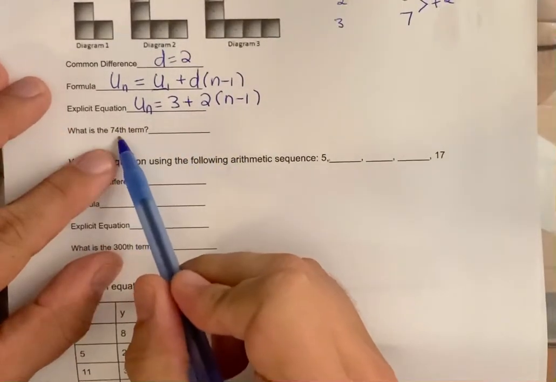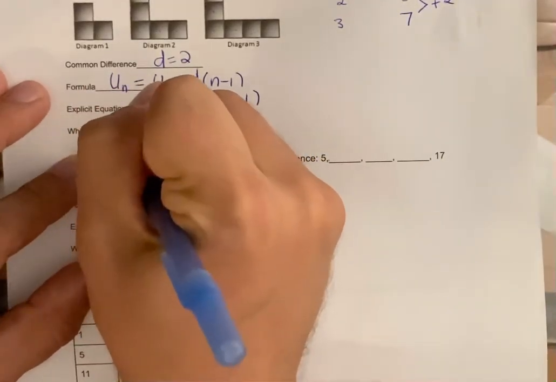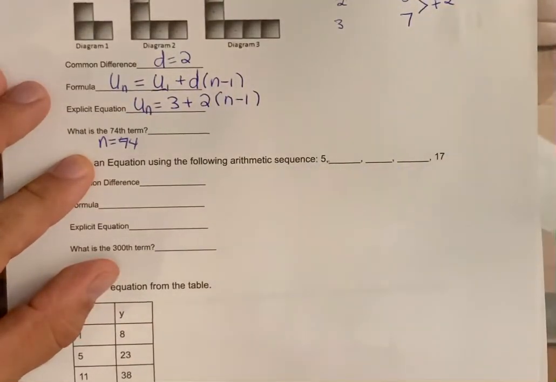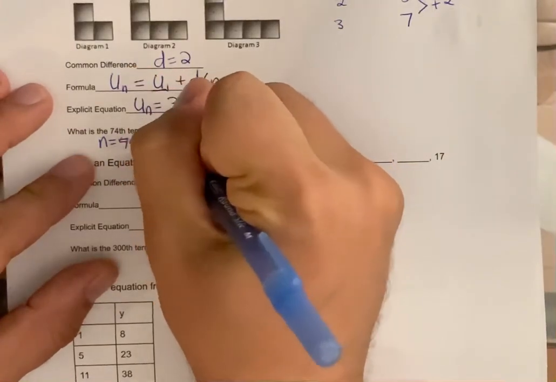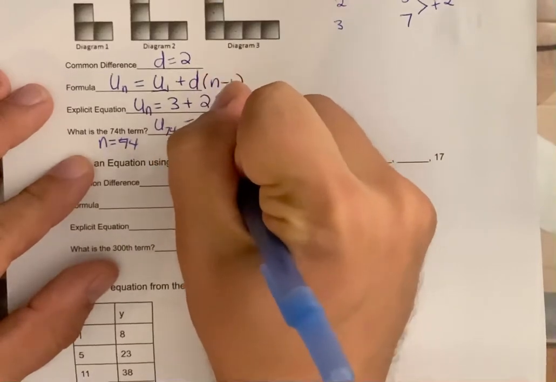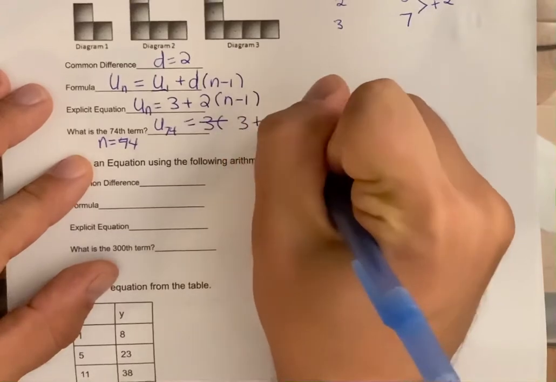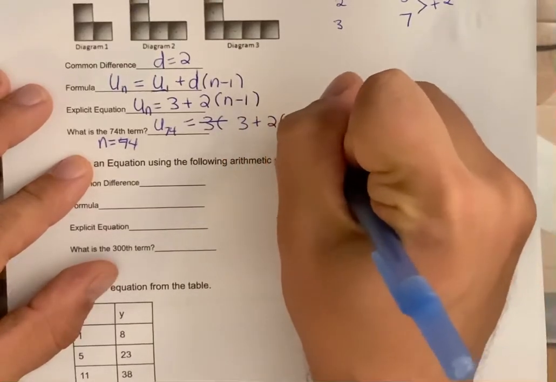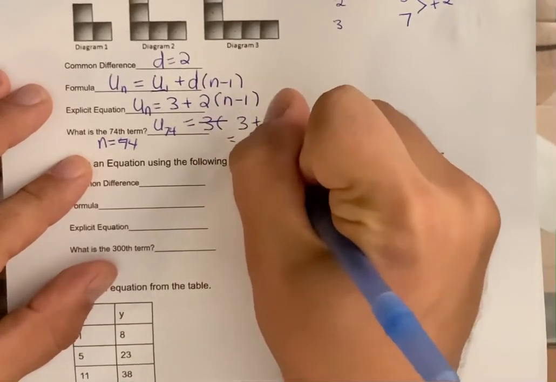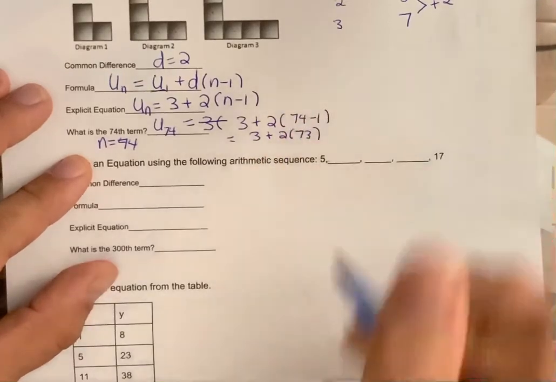So now I need to calculate the 74th term. So what I do there, that just tells me n is 74. So obviously writing down the table to the 74th term is not going to work. So we would just write u sub 74, or the 74th term, is 3 plus 2 times 74 minus 1. Or that equals 3 plus 2 times 73.